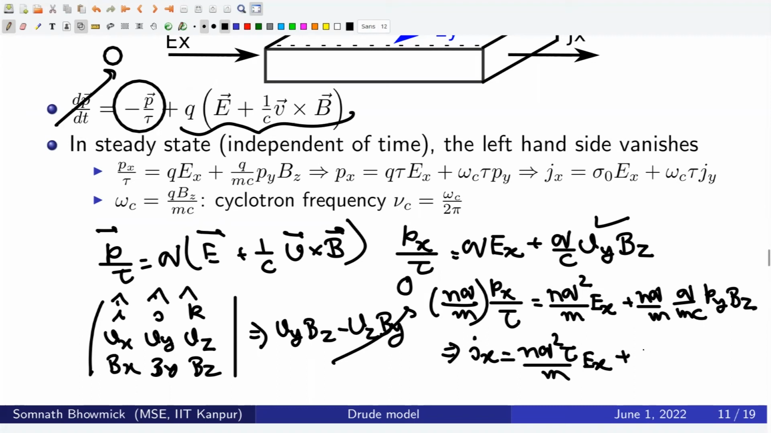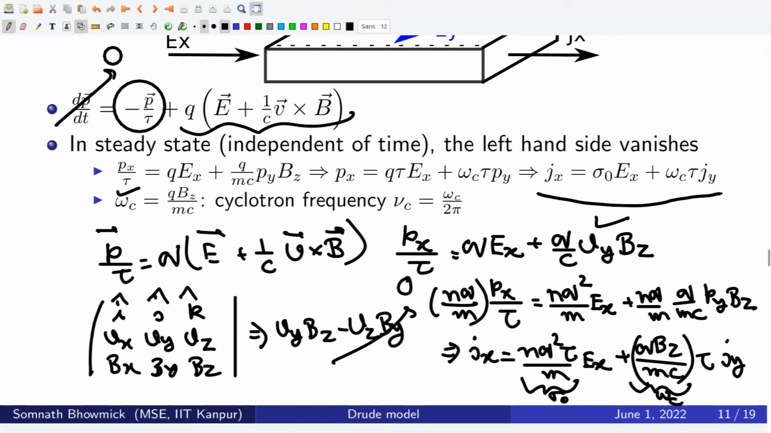plus these terms, we can just combine them like this: q times B_z divided by m times c, tau J_y. So now if we just write q B_z by mc as omega_c, then what equation do we have? And then you note that this is equal to sigma naught and this is equal to omega_c. So if we note that, then we can just write this equation as J_x is equal to sigma naught times E_x plus omega_c tau times J_y.